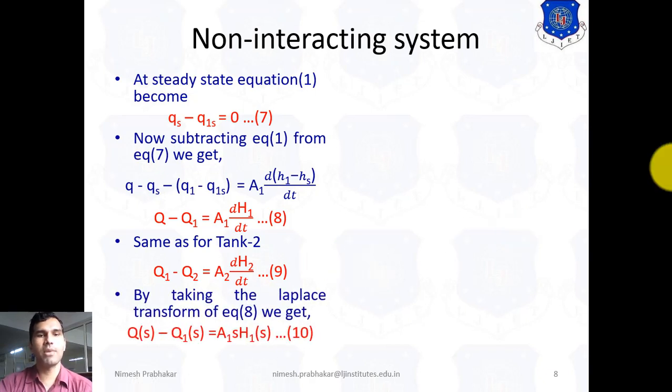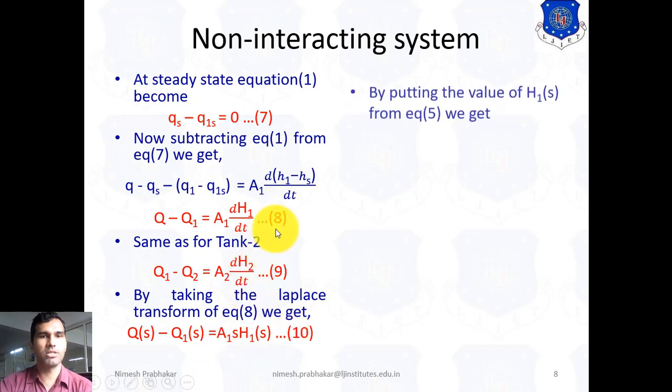Now by taking the Laplace transform of equation number 8, so now here we take the Laplace transform of this equation. So we can write Qs minus Q1s equals A1, and we know the Laplace transform of the derivative term is s H1s. So we get this Laplace transform of this equation.